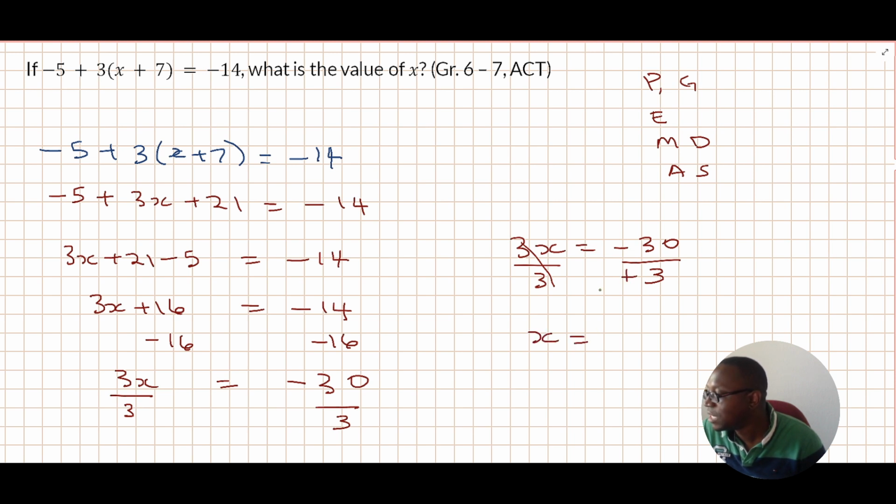Now, when you're dealing with multiplication and division, whenever the signs are the same, your answer is positive. Whenever the signs are different, your answer is negative. So 30 divided by 3 is 10. The signs are different, so we have a negative value.